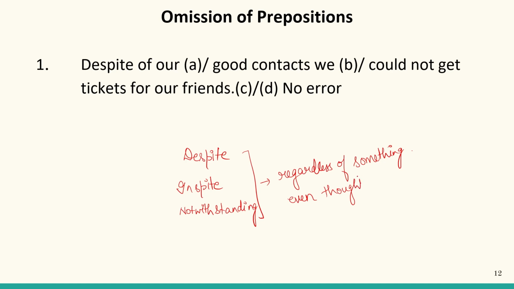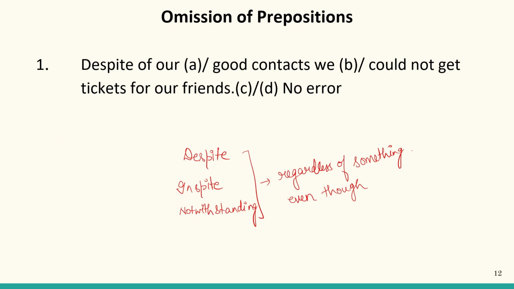It is used to show the meaning of even though, regardless, although, though, which is whatever happens, that doesn't matter. For example, despite working hard, he failed. So there we can use despite.